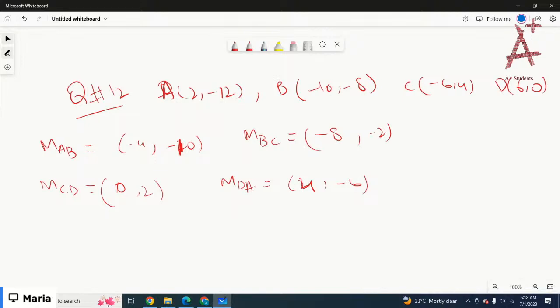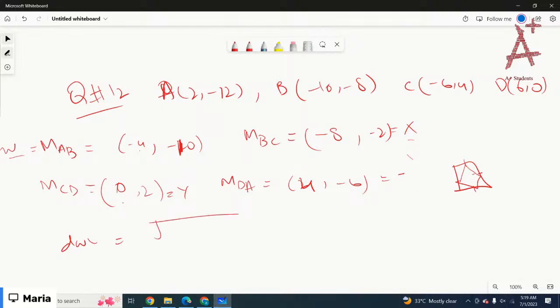Now we have to calculate the lengths. We have calculated the midpoints of the square, and we have to see if these midpoints also form a square. So let's calculate the side lengths now. Let's suppose these are W, X, Y, and Z. Okay, so we are going to calculate the distance of W and Y.